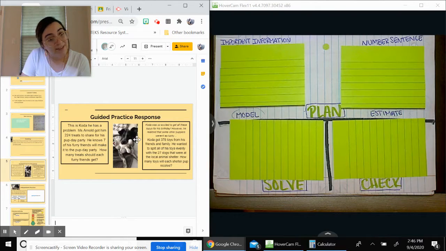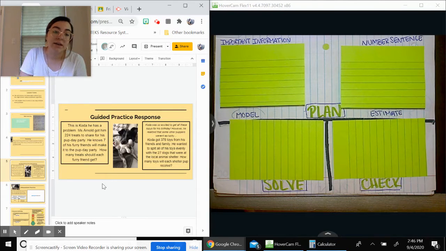This is Koda. He has a problem. Miss Arnold gave him 224 treats to share for his Pup-day party. He knows 7 of his furry friends will make it to the Pup-day party. How many treats should each furry friend get?